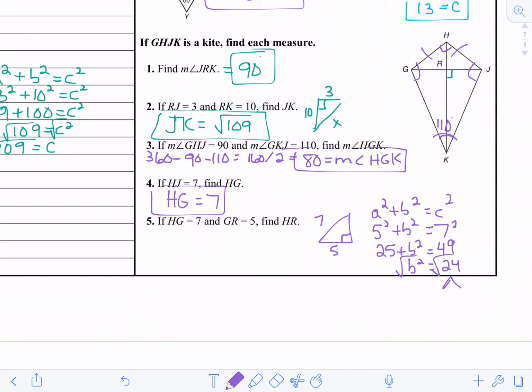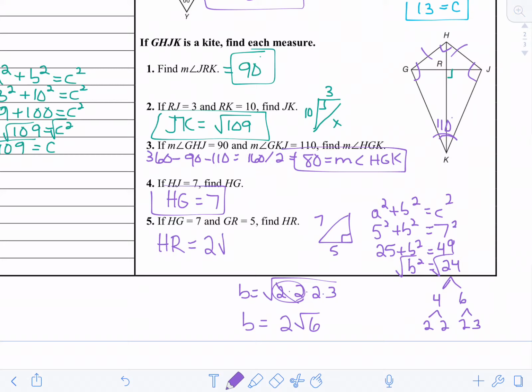So I got to do my little family tree here. 4 and 6, 2 and 2, 2 times 3. So B is equal to the square root of 2 times 2 times 2 times 3. Pull out the pair, so B is equal to 2 square roots of 6. And I'm looking for HR, which is the length of B, so HR is 2 square roots of 6. And that is it for kites.